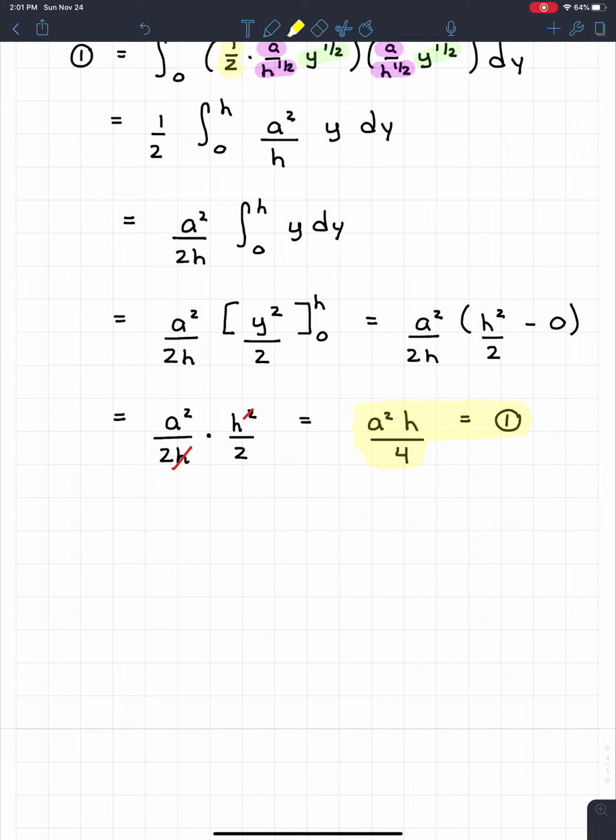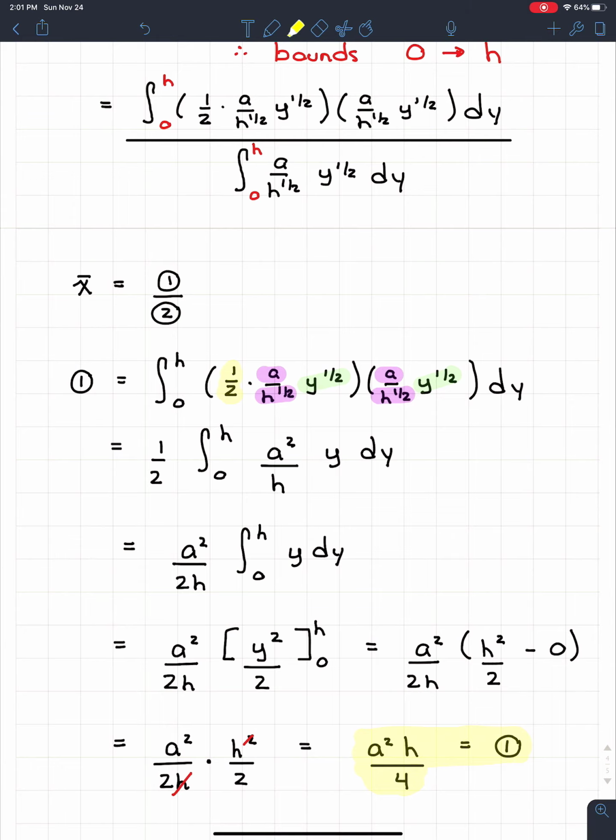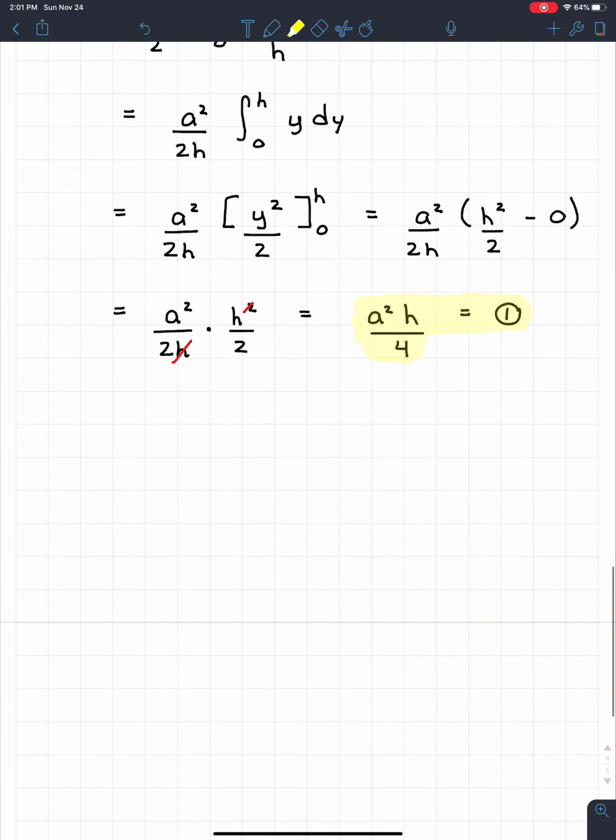Highlight this nicely. Perfect. So now we found 1. But remember, our centroid is equal to 1 divided by 2. So now we've got to find out, okay, what is 2? So we're going to come down here and say, 2 we know is going to be equal to the integral dA, which we already defined.